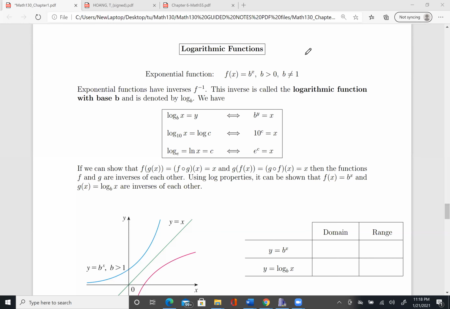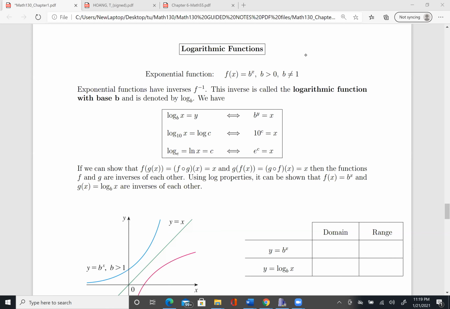Okay, so I'm coming back with chapter 1, part 2. We talk about logarithmic functions. We know about the exponential function from the previous chapter 1, part 1, which is f(x) = b^x with b greater than 0 and b not equal to 1. Do you remember that b is the base? And we also learned about the inverse function last time.